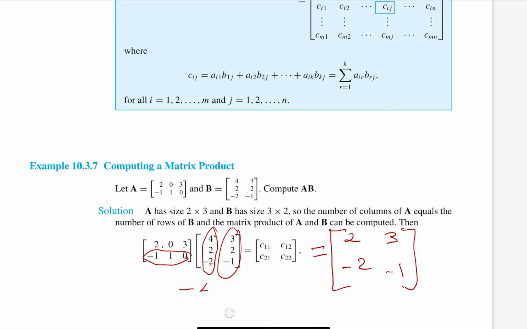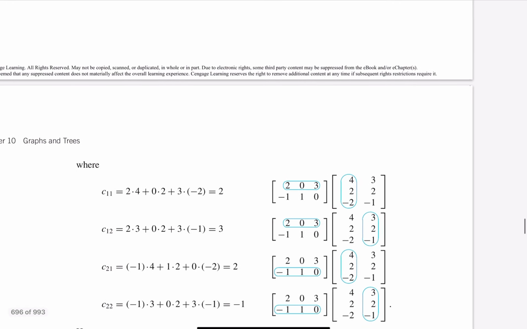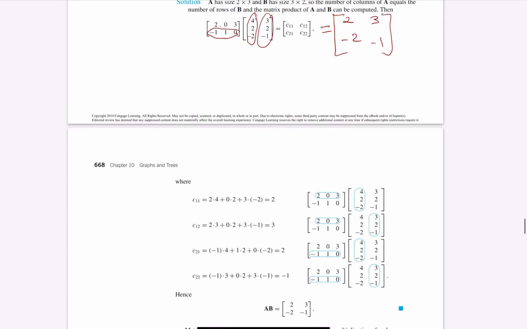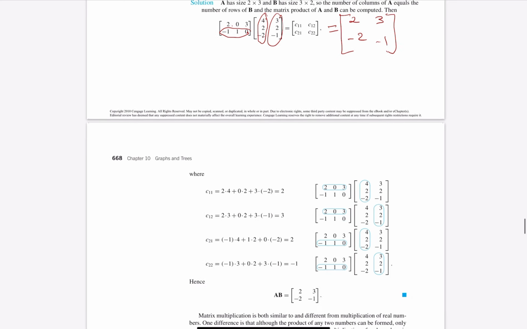So now you can tell C1 is 2, C2 is 3, C3 is -2, and C4 is -1. That's it. That's the way you have to do it here. I don't know if they got it here. It's a long process. They do it here. I'm just summarizing directly here. I think they got the same thing here.